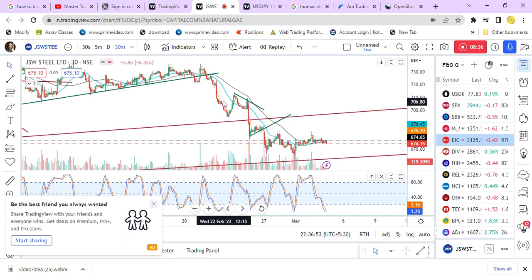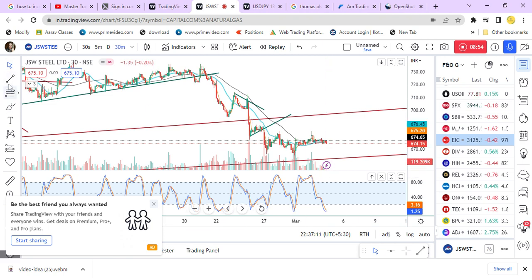So JSW Steel, when the breakout happened over here, I gave a call. So 700, 720. So now the value is 675, so almost 45 points profit. This was the first target. This is the second target.